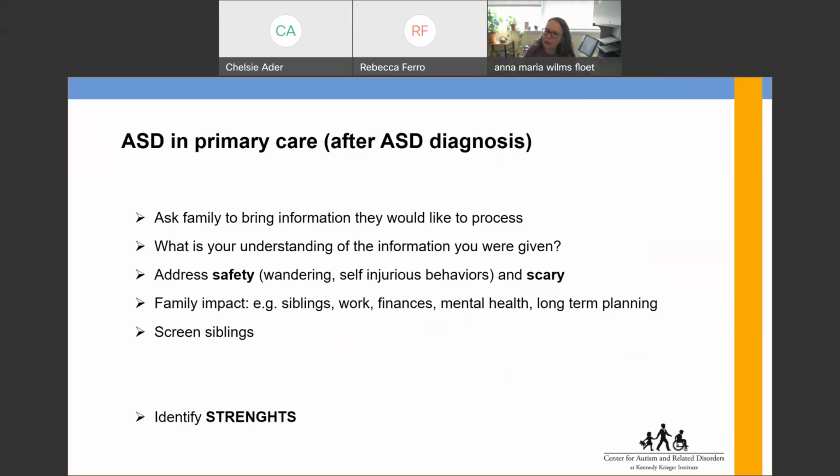I briefly mentioned screening of siblings just because there's higher risk for siblings. Once you have a child in the family with autism, we want to screen siblings and help monitor their development because siblings are at higher risk for autism.